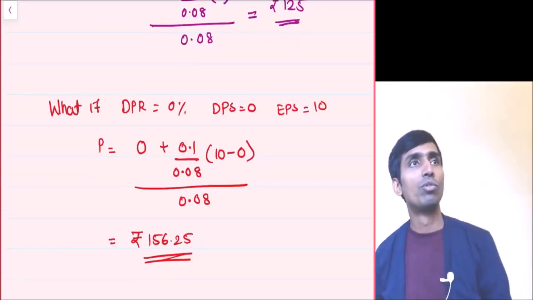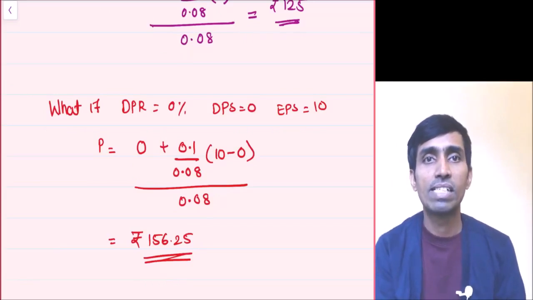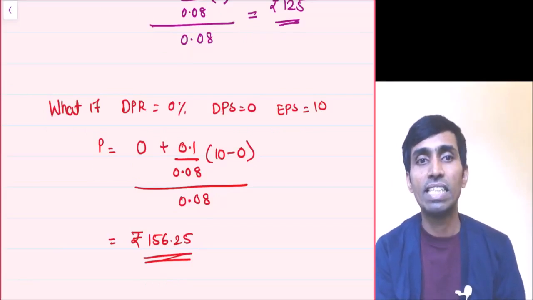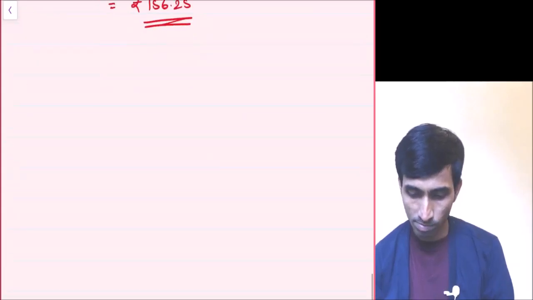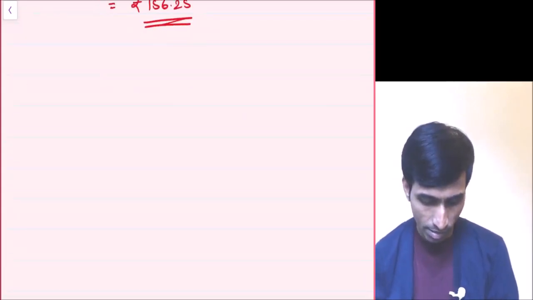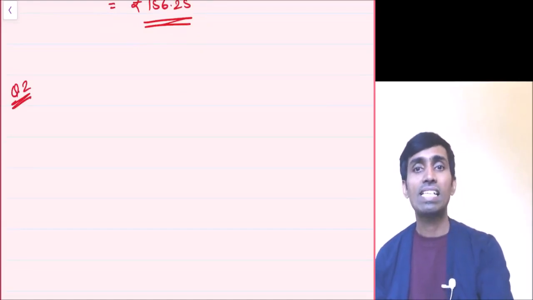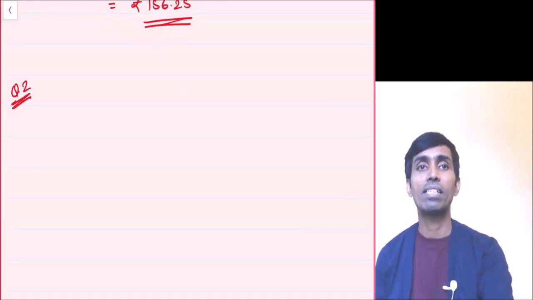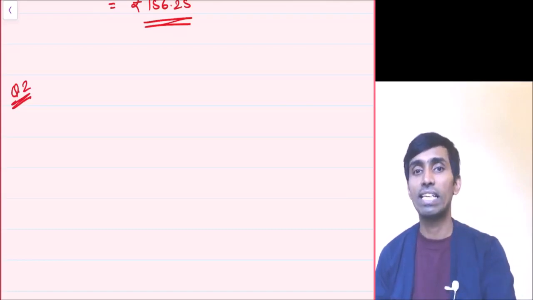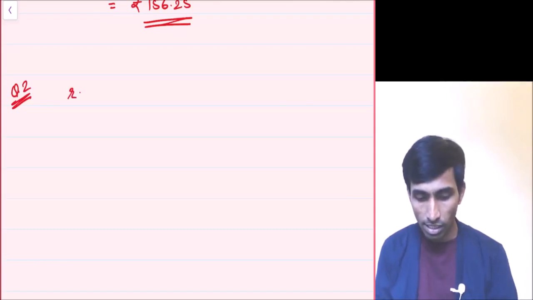Okay, let's move into the second question. See the second question, it is Indira Limited. Question number 2. Indira Limited has an internal rate of return of 20%. Now what is internal rate of return? That is what the company is generating. That means my small r is 20%, that is 0.2.